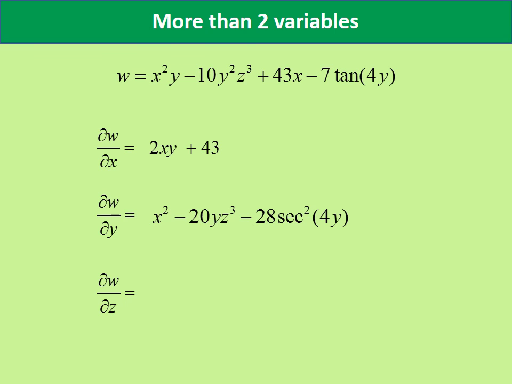Last one, the derivative with respect to z. Here's our first term. There's no z in it. The derivative would be 0. Here's our next term. We'll copy down the negative 10y squared and do the power rule on z to the 3. That would be 3z squared. Next term has no z in it. Derivative would be 0. Next term has no z in it, and the derivative would be 0. So there's our derivative with respect to z.